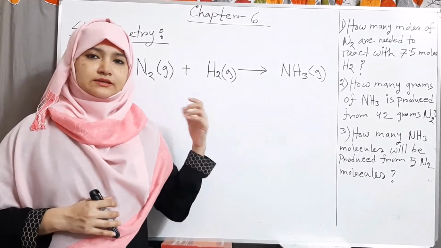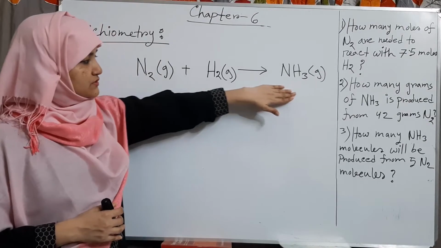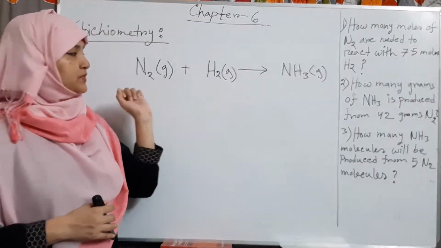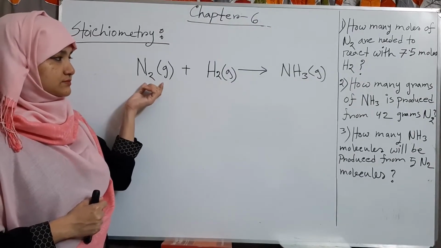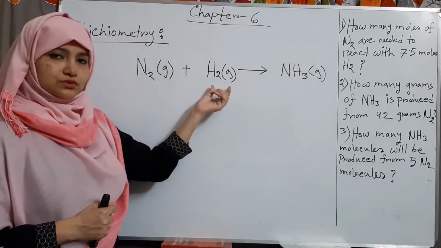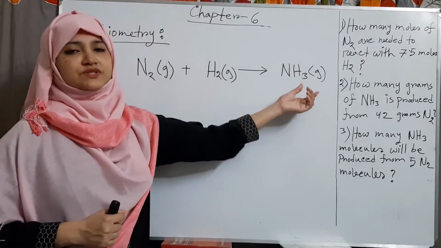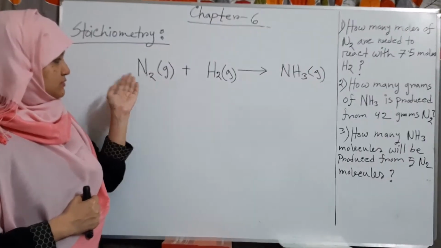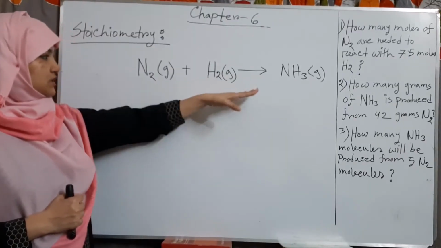Okay, let's take a simple chemical reaction. This is a gaseous chemical reaction. All the reactants and products, all the substances, are in gaseous form. Here nitrogen reacts with hydrogen. That means nitrogen combines with hydrogen and produces ammonia gas. And this is not a balanced reaction, not a balanced equation.